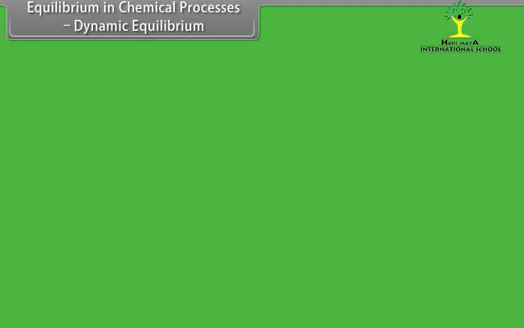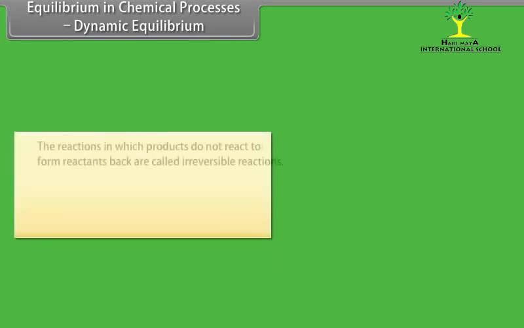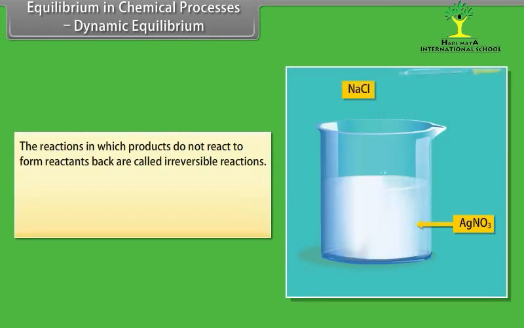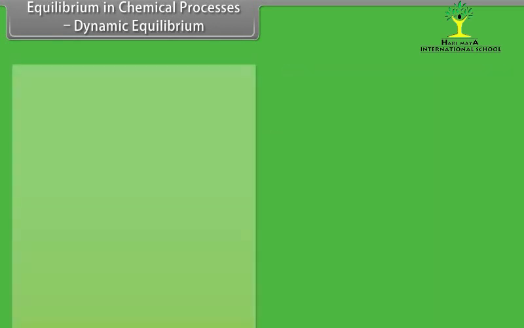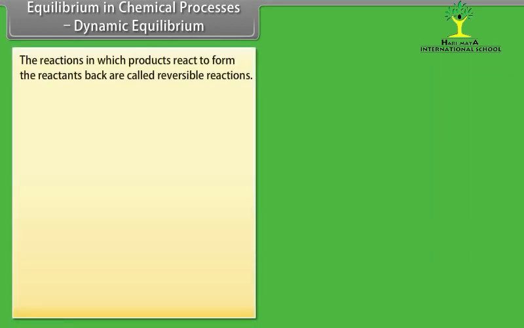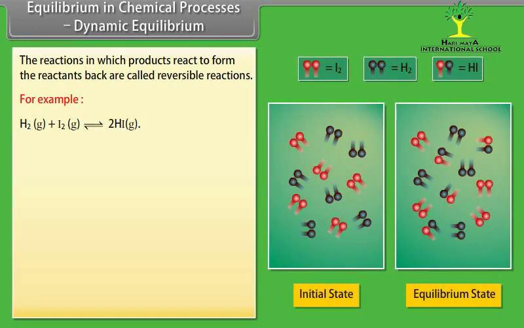Equilibrium in chemical processes. Dynamic equilibrium. The reactions in which products do not react to form reactants back are called irreversible reactions. For example, silver nitrate reacts with sodium chloride, gives rise to silver chloride and sodium nitrate. The reactions in which products react to form the reactants back are called reversible reactions. The reversible reactions are represented by putting two arrows pointing in opposite directions. For example, hydrogen reacts with iodine, gives rise to hydrogen iodide.